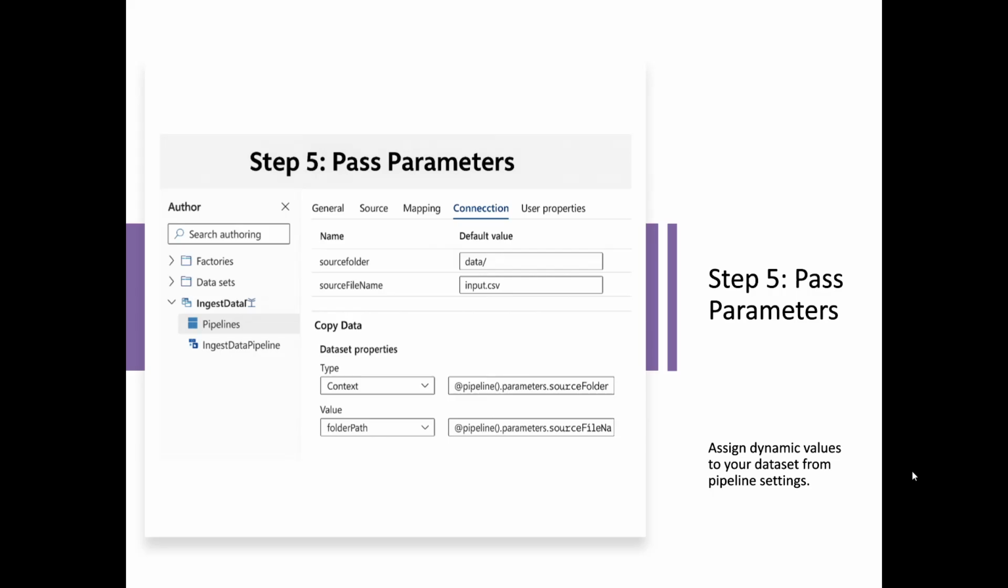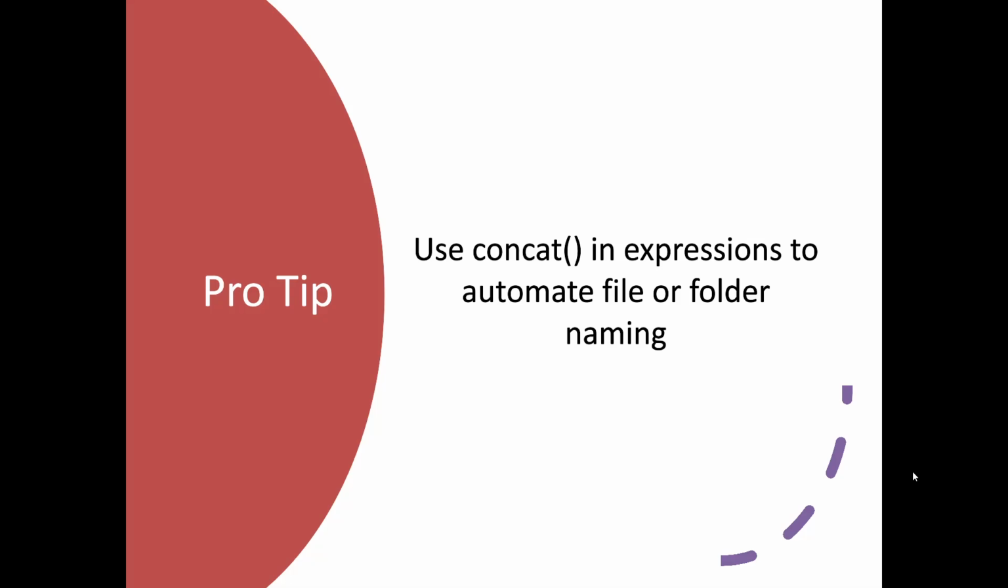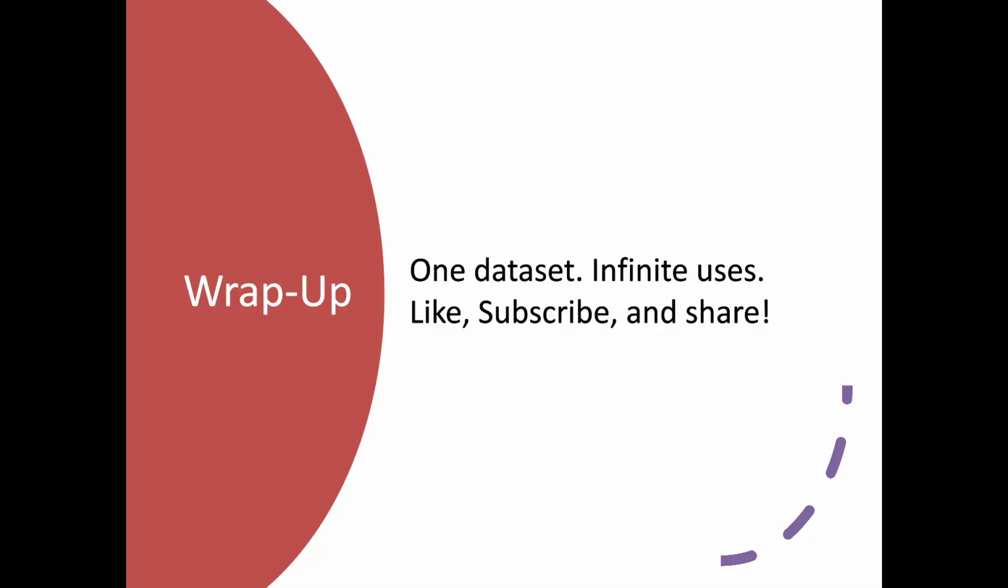Pro tip: use concat in expressions to automate file or folder naming. Wrap up: one dataset. Infinite uses.